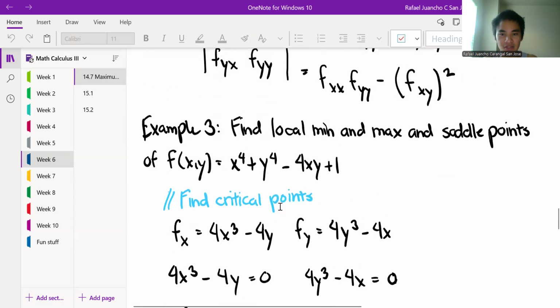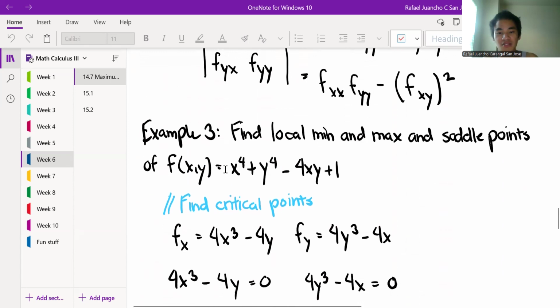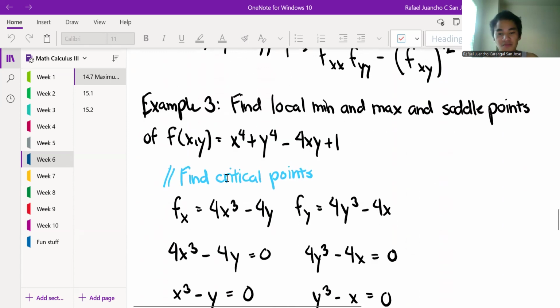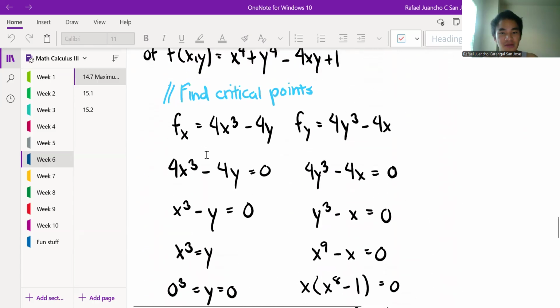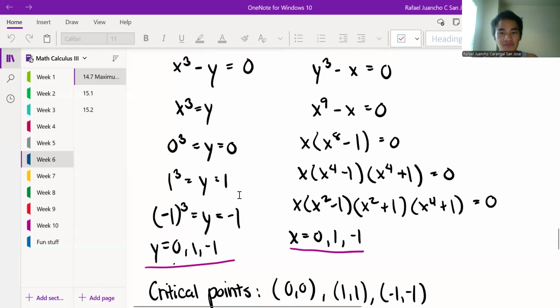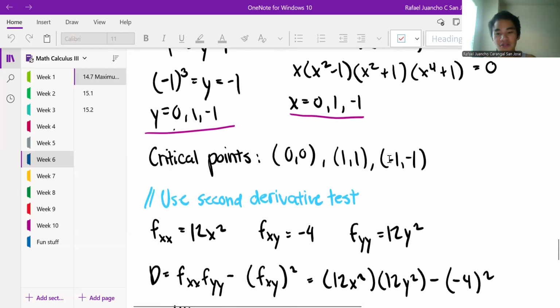Wait, so here's a question. We were asked to find the local minimum and maximum, as well as the saddle points of this quadratic surface equation. And we took partial derivatives, right? And then we equated them to 0, and then we were able to find our x as well as corresponding y values, and we were able to identify the critical points.